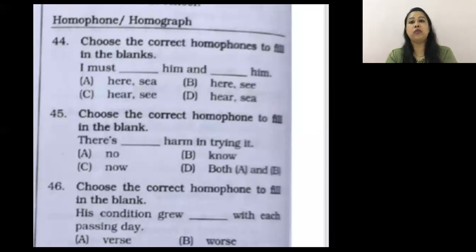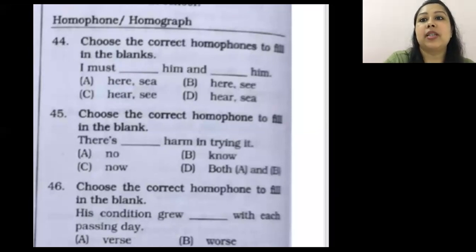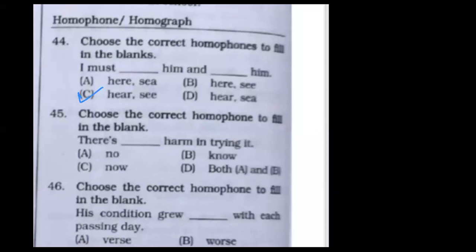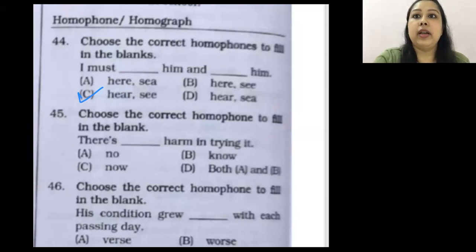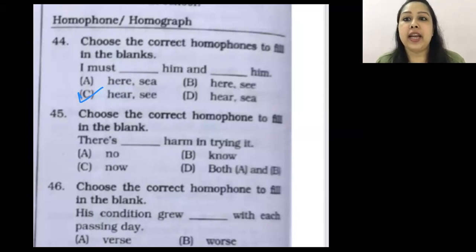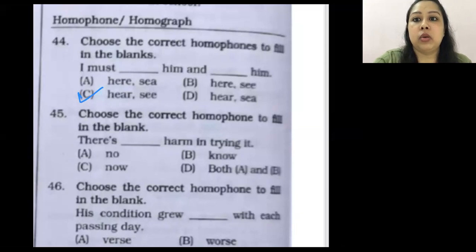Very good. Dhruv gave the first answer. The first answer is C. Here, I must hear him and see him. Hear him meaning I need to have a word with him. Yeah, hear him is have a word with him. Let's move on. Very good. Next we have 45th. There is no harm. No is my answer.